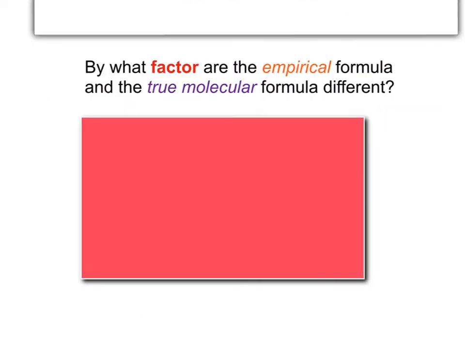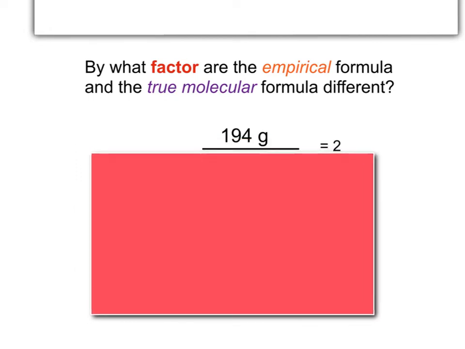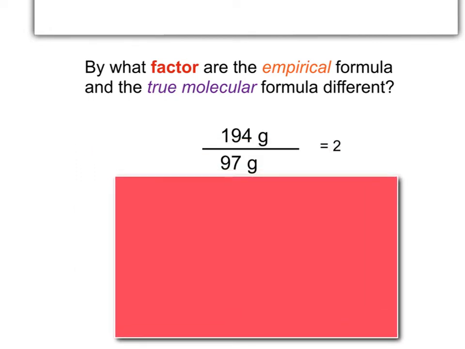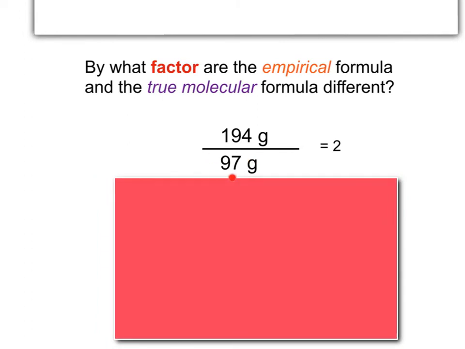This is how we're going to solve it. Remember that the factor is going to be a whole number. So by what factor are the empirical formula and true molecular formula different? Well, we said that we were going to divide the molar mass by the empirical formula mass. And when you do that, you should get 2. Plug it in. Don't just watch the video and write it down. Make sure that you are actively getting these numbers as well on your calculators.